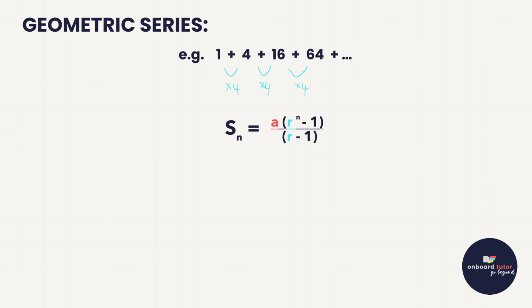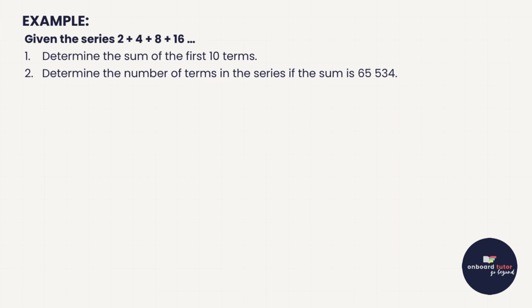Let's try some examples. Given the series 2 plus 4 plus 8 plus 16, determine the sum of the first 10 terms, and then determine the number of terms in the series if the sum is 65,534. Okay, so a good place to start is just to jot down the formula so that we know what we're looking for. So Sn, that's our sum formula, is equal to A, first term, r, common ratio, to the n, number of terms, minus 1, over r minus 1.